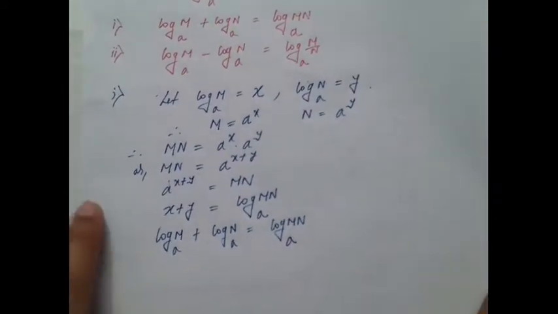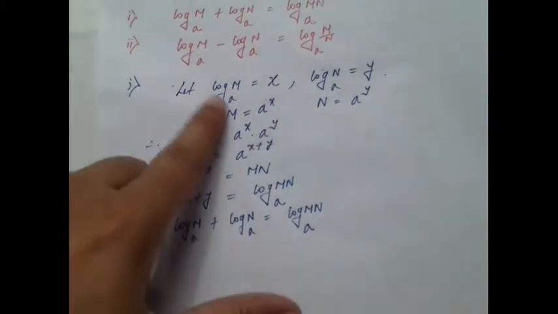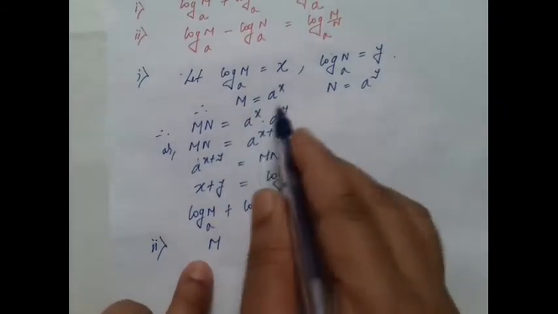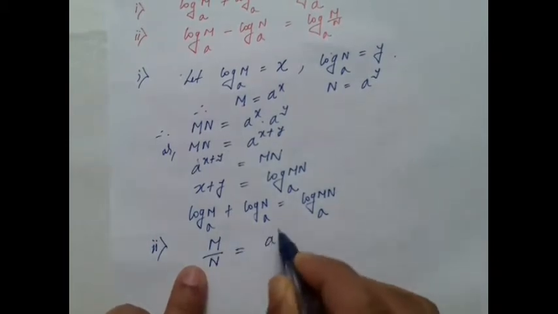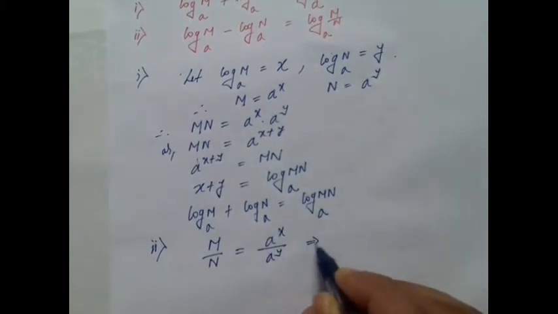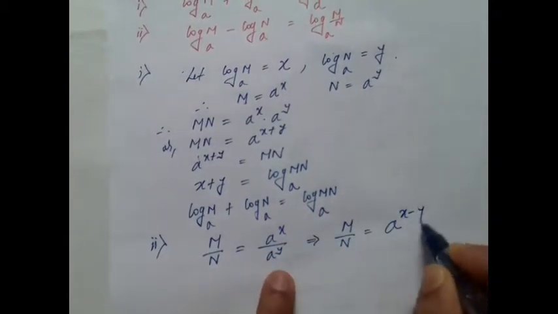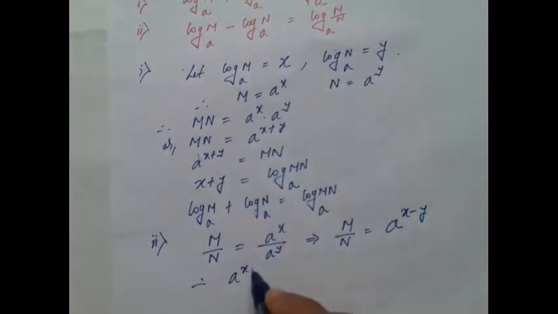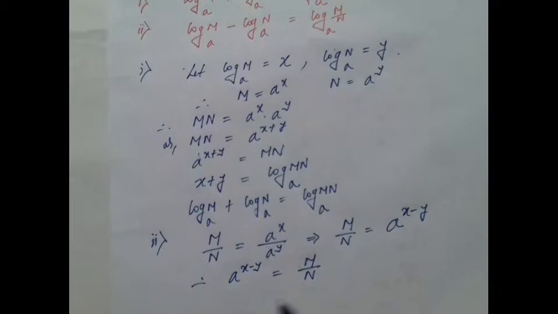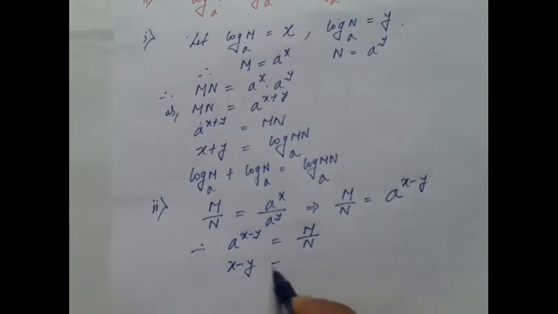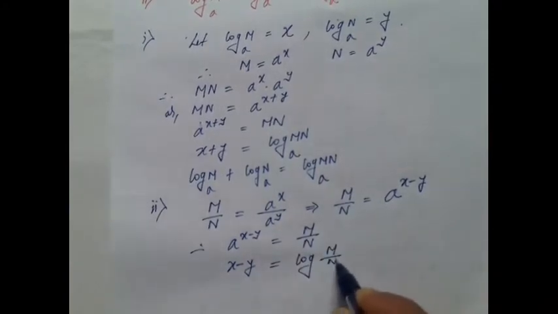Okay, now we have to take the proof of number 2, that is we have to bring log m by n. So just from here, number 2, if we take m by n equal to a to the power x by a to the power y, implying m by n equal to a to the power x minus y. Therefore a to the power x minus y equals m by n. Now a is the base and x minus y is the power, so we can write x minus y equals log of m by n to the base a. So we got the right side of this formula.